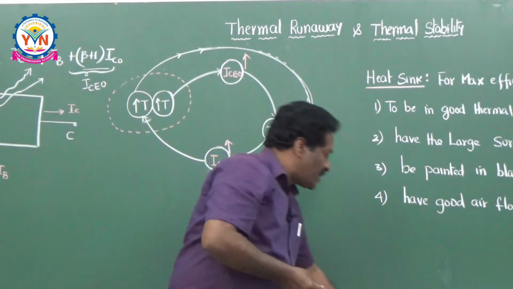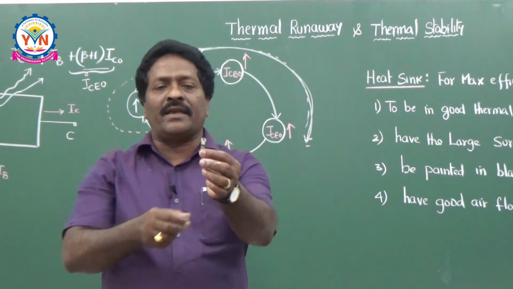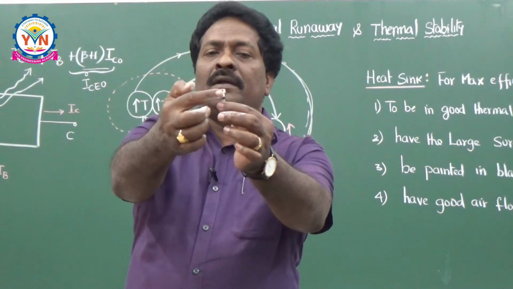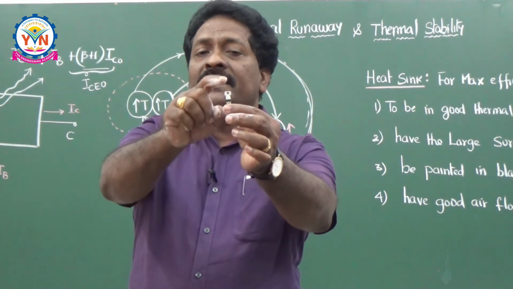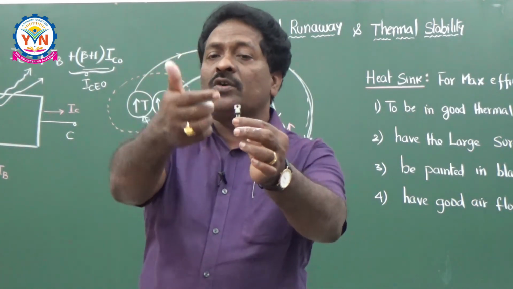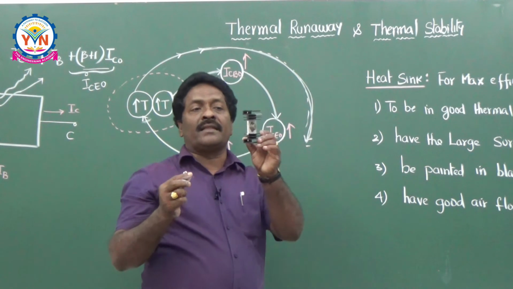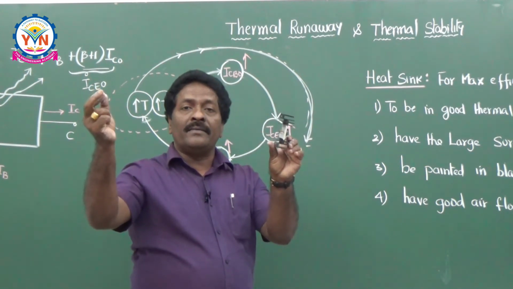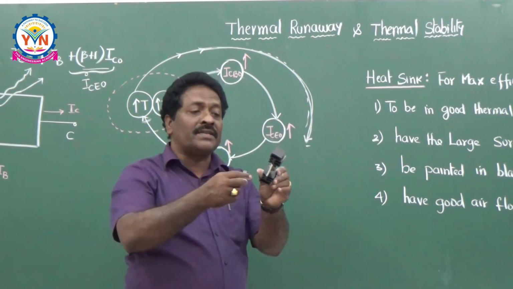If you are taking some IC regulators, like this is an IC regulator, here also you are providing one aluminum sheet. This can act like a heat sink. If the heat sink size is not sufficient, then you have to go for big heat sinks like this. These are heat sinks. In some cases, the heat sink size will be very, very high. So it depends upon the power dissipation and the power generation.